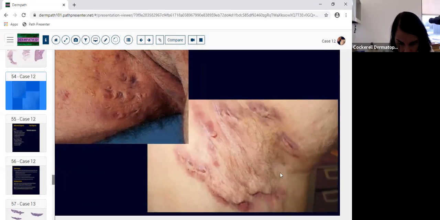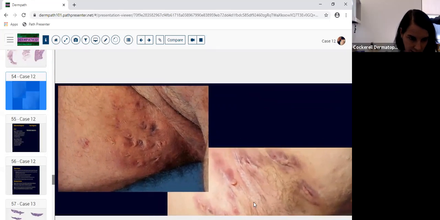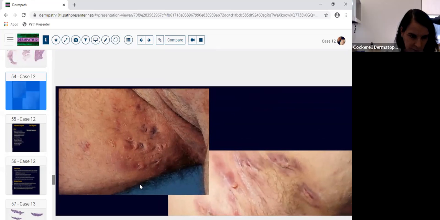In this axillary area, you'll see some tender nodules. Some of them look like draining sinuses, and there are some whitish areas here that may be scarring. This almost looks polypoid here. That's really bizarre. And then here is obviously the groin area. You're seeing a very similar picture. This looks like a chronic stage more than an acute stage.